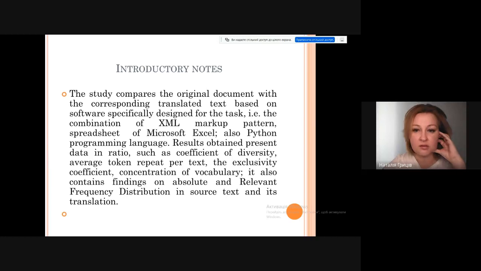The study compares the original document with the corresponding translated text based on software specially designed for the task. Here, we talk about the combination of XML markup, Microsoft Excel spreadsheets, and the Python programming language. Results obtained present data in ratios such as coefficient of diversity, average token repeat per text, the exclusivity coefficient, and concentration of vocabulary. It also contains findings on absolute and relative frequency distribution in the source text and its translation.